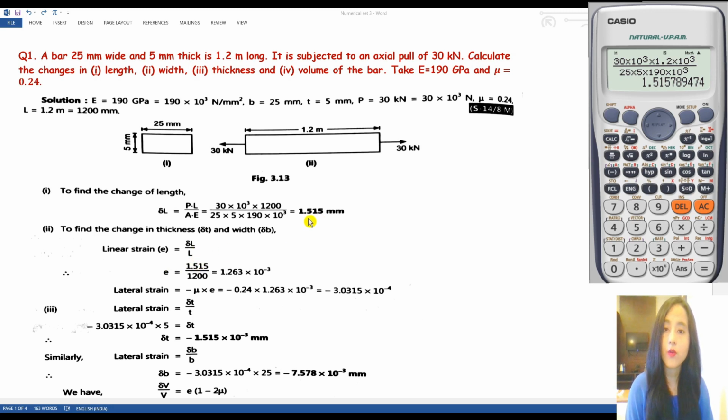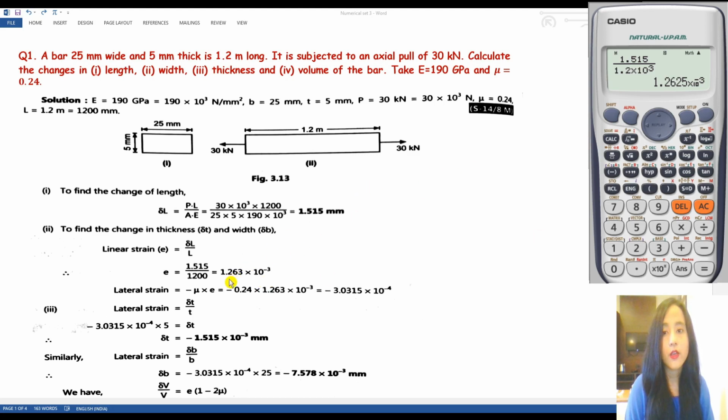So change in length कितना आया? 1.515 divided by original length, कितना है? 1.2 into 10 raised to power 3. So let us find linear strain. 1.515 divided by 1.2 into 10 raised to power 3. So this is the linear strain. Linear strain is coming equal to 1.2625 into 10 raised to power minus 3.